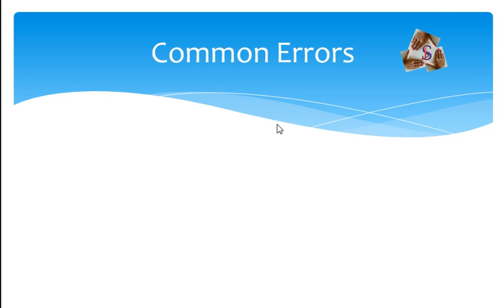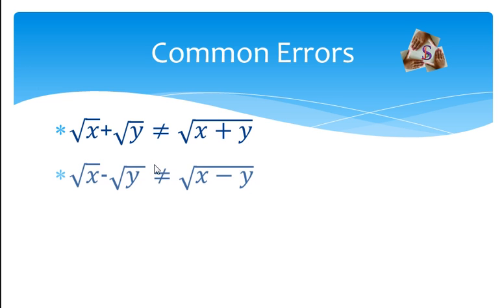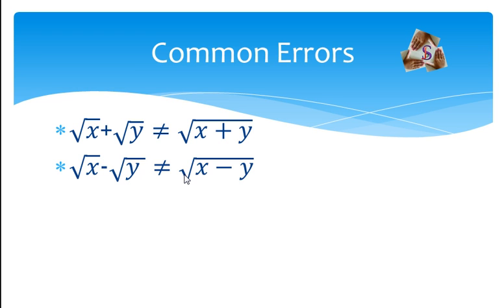Now let us see what are the common errors that are usually made when we simplify surds. Root x plus root y is not equal to root of x plus y. So whenever there's an addition sign, it can never be separated within the roots. The roots can never be separated whenever there's an addition sign between the two terms. Similarly, root x minus root y is not equal to root of x minus y. It's only possible for multiplication and division.